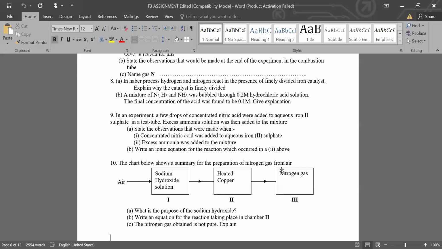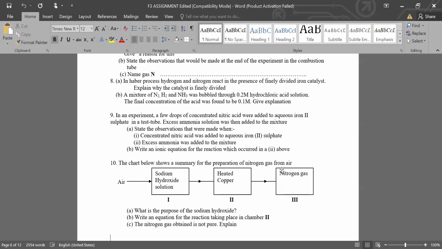In the first case there, the air has nitrogen, oxygen, carbon dioxide, water vapor, and noble gases. When that air is passed over sodium hydroxide, the part of air that reacts with the sodium hydroxide will be carbon dioxide. So after the sodium hydroxide chamber, the air will not have carbon dioxide.